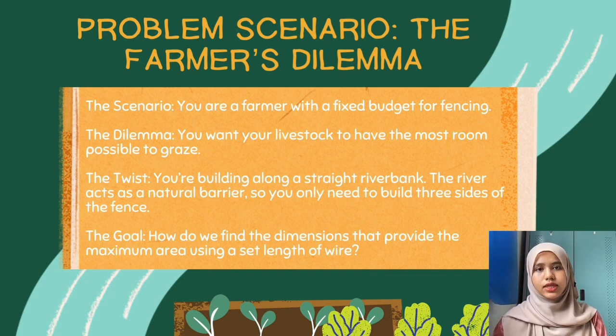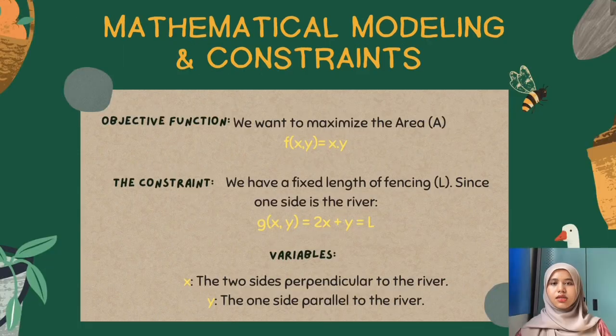However, there is a twist. You are building along a straight river bank. Since the river acts as a natural barrier, you only need to construct 3 sides of the fence. Our goal is to determine the exact dimensions, the length and the width, that provide the maximum area using your set length of wire. To find this sweet spot, we will apply the method of Lagrange multipliers.